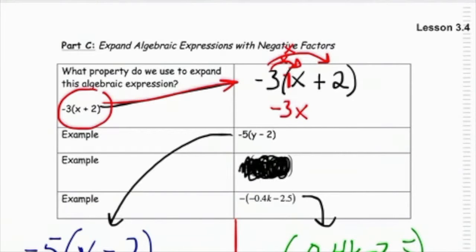That's not so hard for kids to understand. It's the next one that gets a little tricky. Now you're going to do negative 3 times positive 2. Negative 3 times positive 2 is negative 6. So I write minus 6. Notice I did not bring down the plus sign. I changed the plus sign to a minus because my answer was a negative and not a positive. So my final answer is negative 3x minus 6.